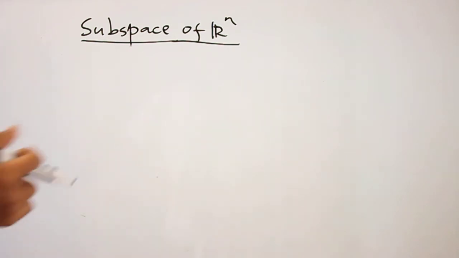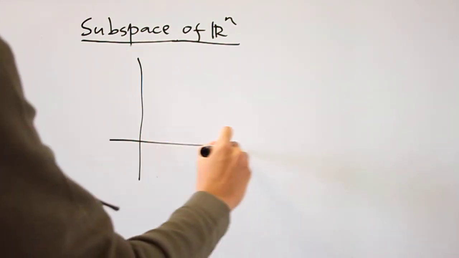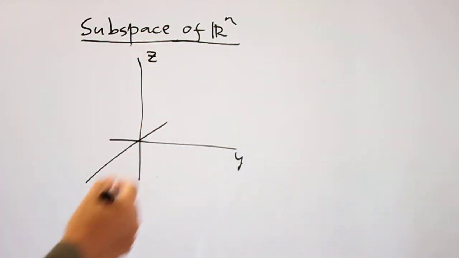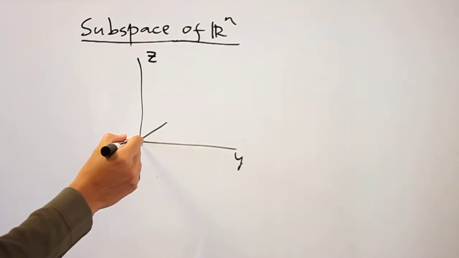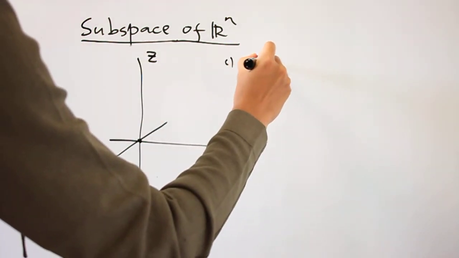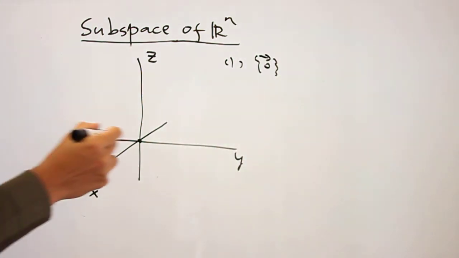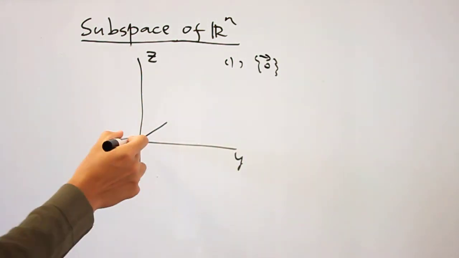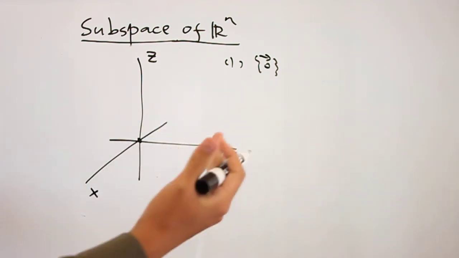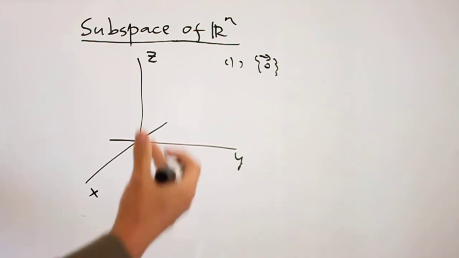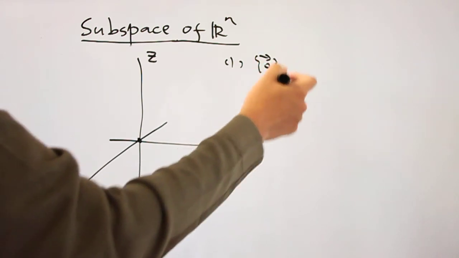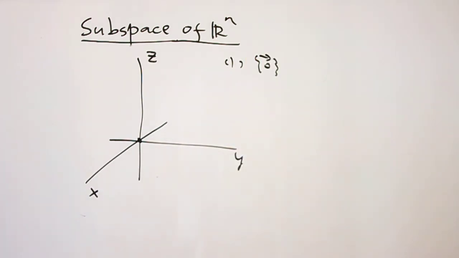So again, revisiting what we said before, if you have a 3D space, obviously number one, the set containing just 0 is a subspace because it contains 0, and it's also closed under addition and scalar multiplication, which doesn't mean anything because you only have one point. If you add or multiply by a scalar, you still get 0. So that works.